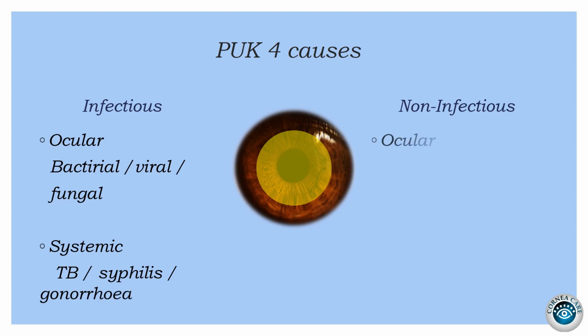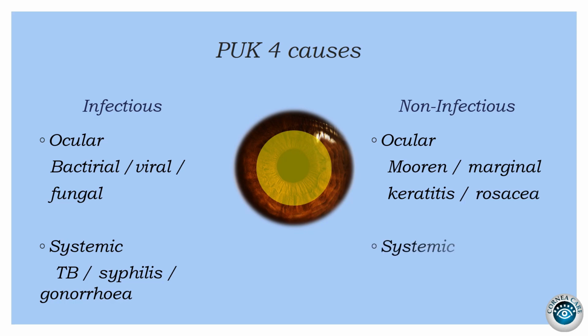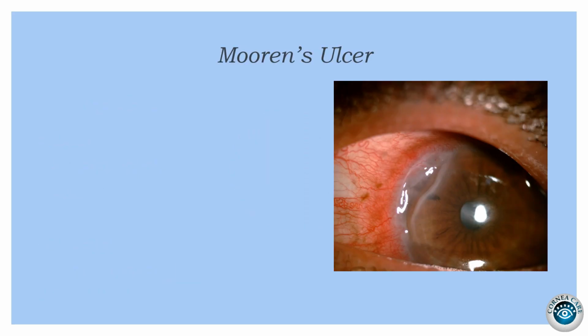In non-infectious etiologies, again we can have pathologies which can be limited to eye, as we see in Mooren's ulcer, marginal keratitis, or ocular rosacea. Systemic non-infectious causes like rheumatoid, Wegener's, or ulcerative colitis typically involve peripheral cornea. Out of these, RA-associated PUK is most commonly seen by us. But in today's talk, we will discuss only Mooren out of this large variety of PUK.